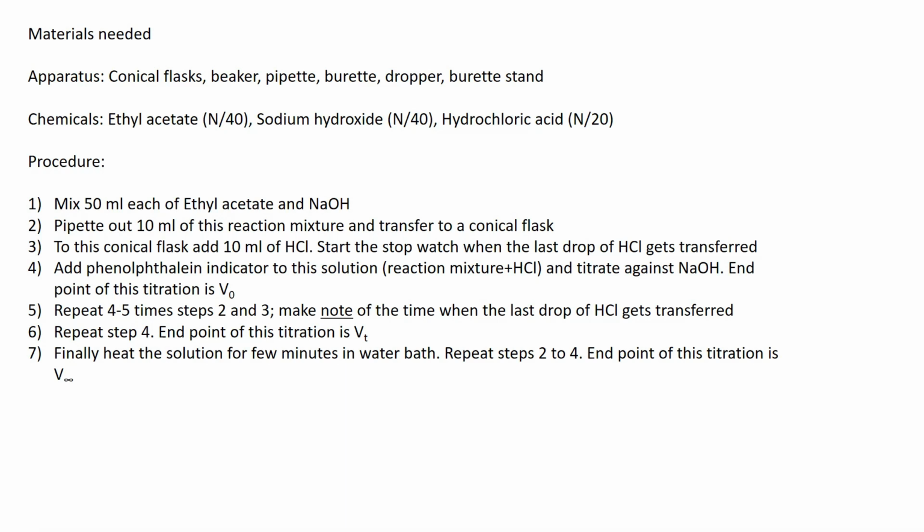So you are going to estimate that unreacted hydrochloric acid by titrating it against sodium hydroxide using phenolphthalein as the indicator. So indirectly, we are getting the amount of sodium hydroxide that has undergone reaction with ethyl acetate in the beginning of the reaction. When you do this first titration, whatever burette reading you get, that is your V0, and you have to repeat steps 2 and 3 five to six times.